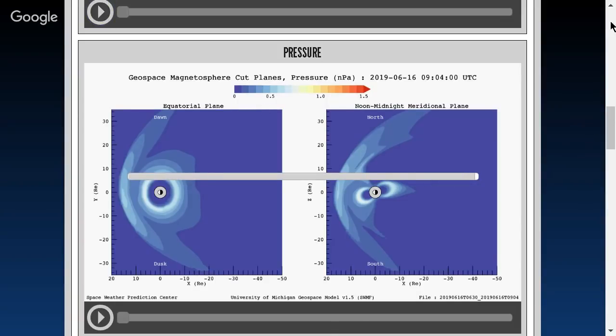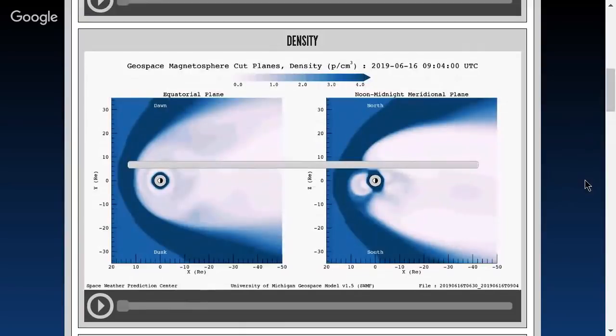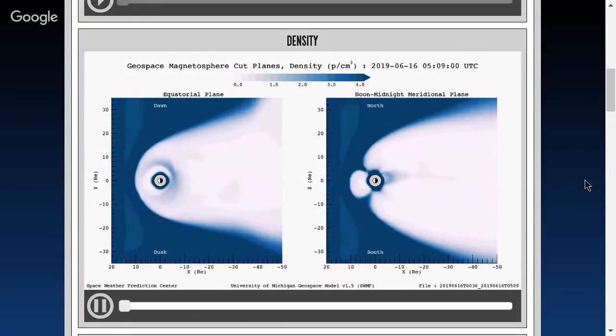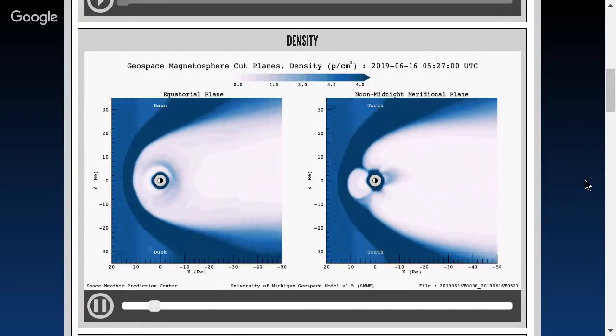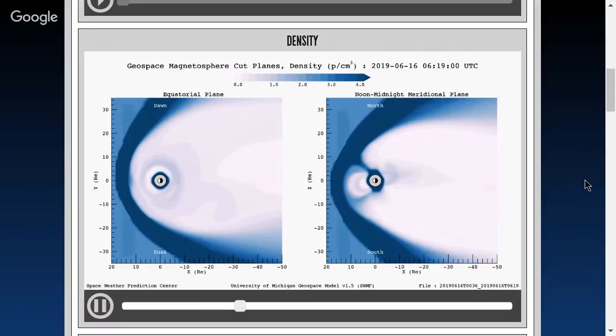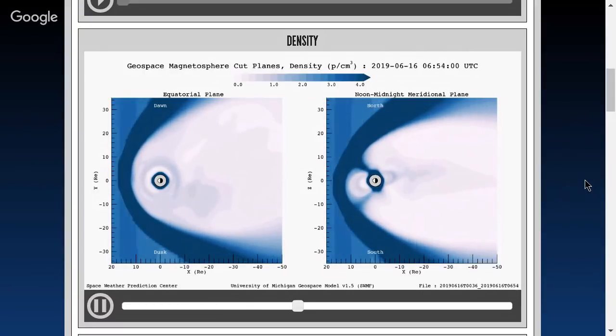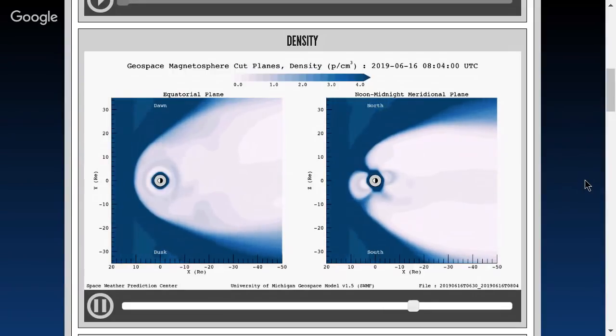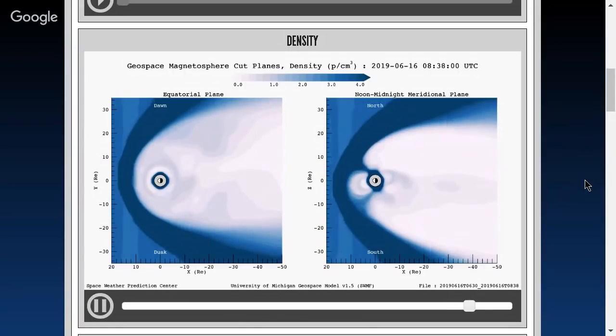We'll look at just the density and the pressure. So here's the density. We'll let that play through. Not the lowest density we've ever seen on this channel, as we've covered this at levels below 1 proton per cubic centimeter. I would also note high density is shown in navy blue. Low density is white.